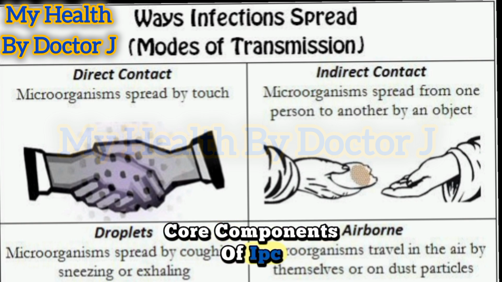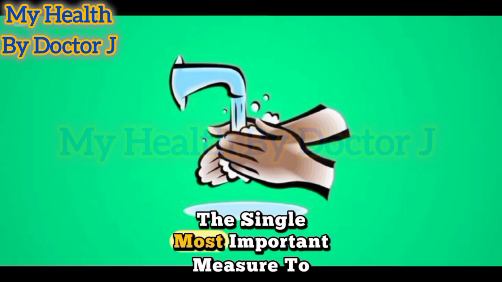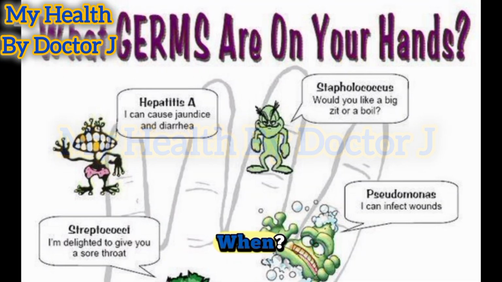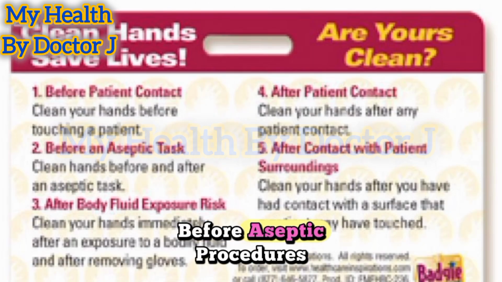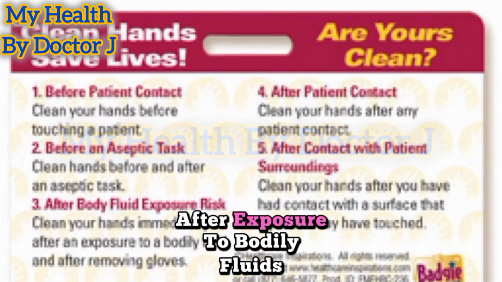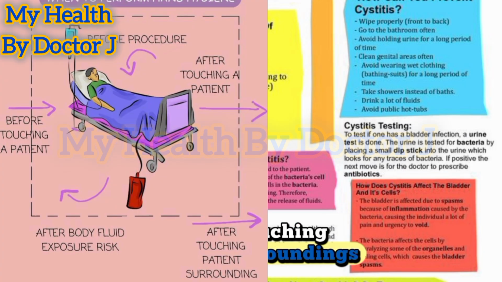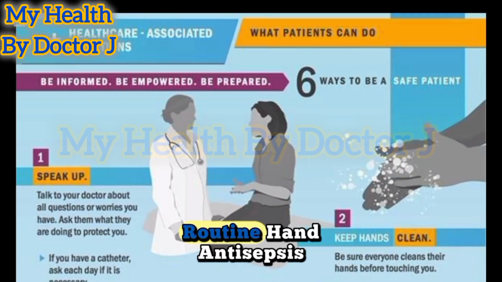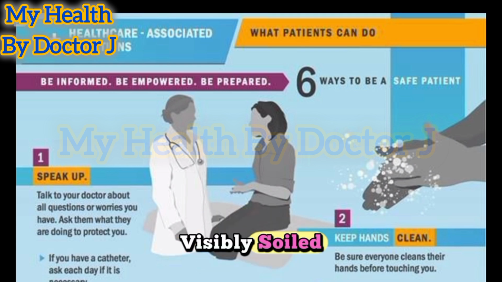Core components of IPC. 1. Hand hygiene. The single most important measure to prevent transmission of infections. When: before and after touching a patient, before aseptic procedures, after exposure to bodily fluids, after touching patient surroundings. How: alcohol-based hand rub (ABHR) for routine hand antisepsis, soap and water when hands are visibly soiled.